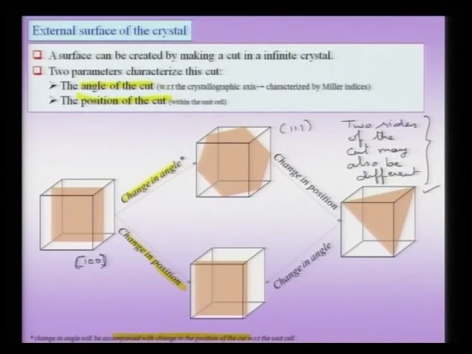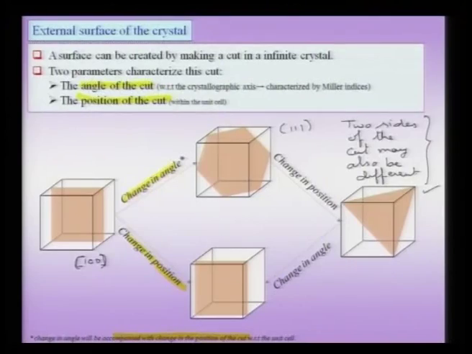So, the essential two parameters remain, the angle of the cut and the position of the cut, and of course, once having made a cut, I have to differentiate the two kinds of crystals, the two surfaces which it makes, and they may not be equivalent, because the kind of bonds they have below the surface can be different on one side compared to the other side. So, this is something we have to keep in mind.